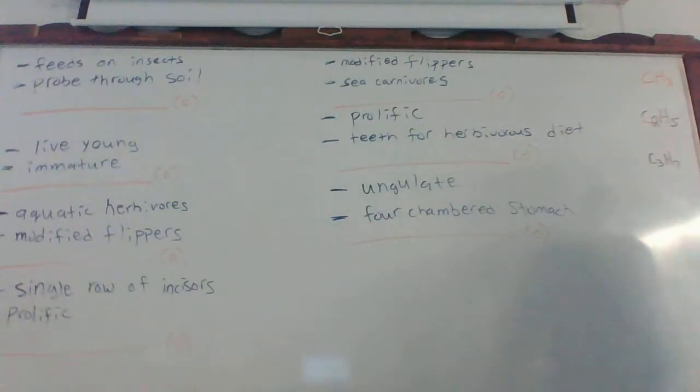So how do animals control their body temperature? Insulated is what makes a mammal, and that is it has what? Fur or hair. Any one of those.